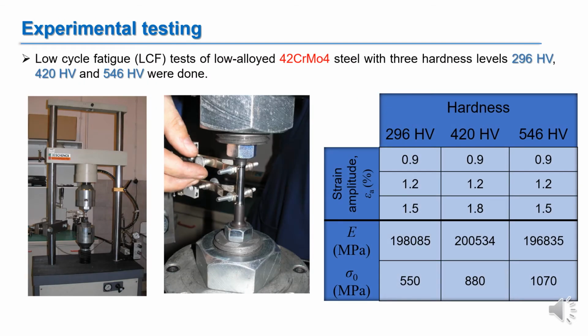Low cycle fatigue tests of the chromium molybdenum steel were performed. The steel was subjected to a heat treatment process, quenching and tempering, to provide a specific hardness: 296 HV, 420 and 546. Tests were performed under strain-controlled loading conditions at different strain amplitudes, as we can see from the table. From the table, we can also see that the static parameter yield stress varies for each hardness level, and therefore we can consider data obtained for each hardness level as a different material.